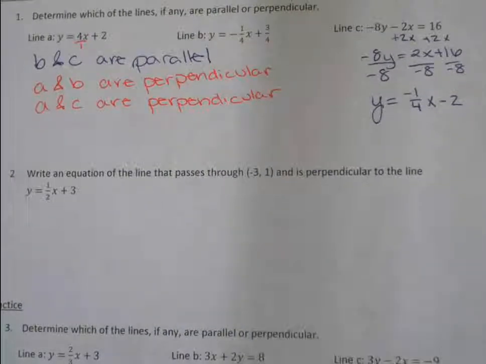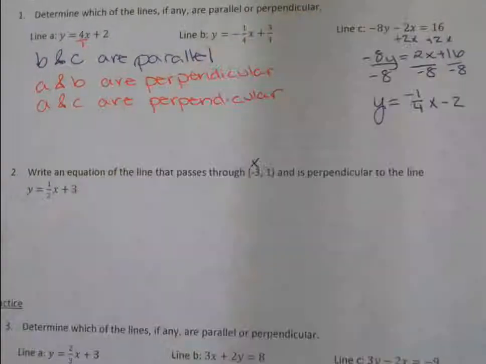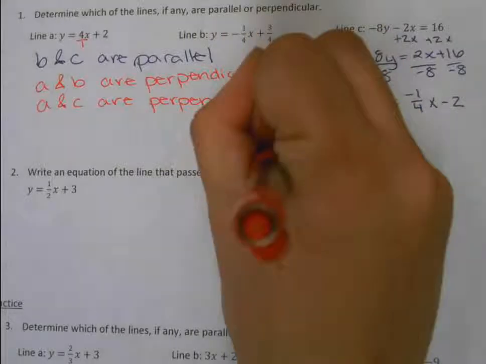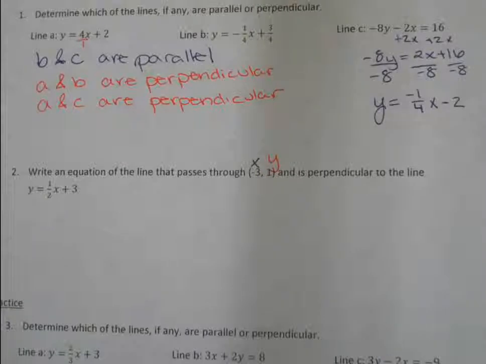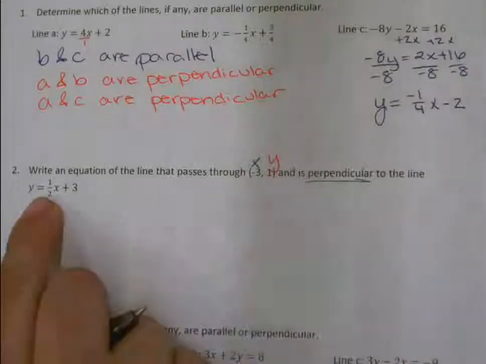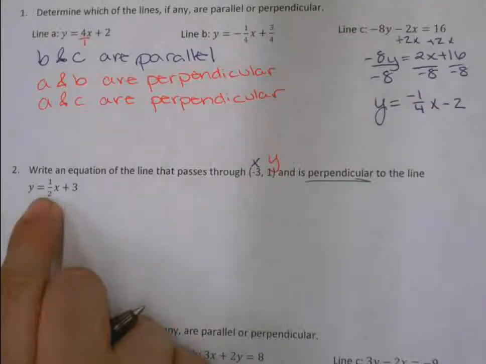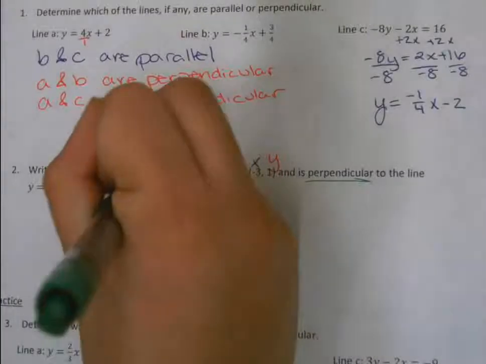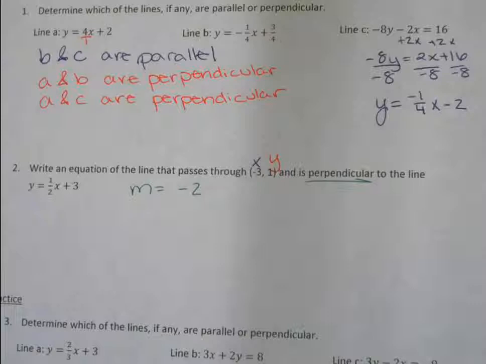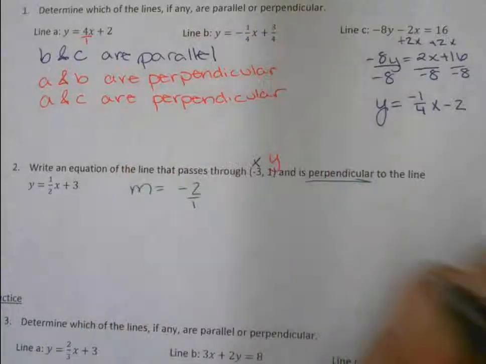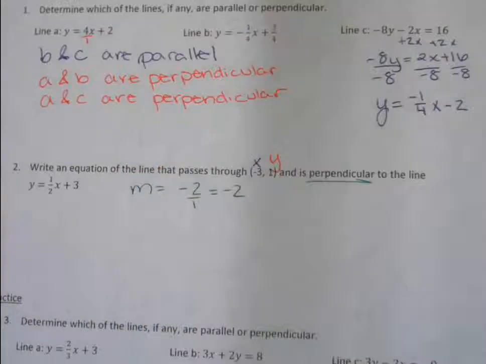Okay, so this time it wants me to write the equation of a line through those points. So this is going to be my x, and this is going to be my y, just like yesterday. But because it says perpendicular, that means I'm going to take this fraction, and I'm going to flip it. So it's going to become 2, and then I also make it negative. I change the sign. So negative 2 over 1, or just negative 2.